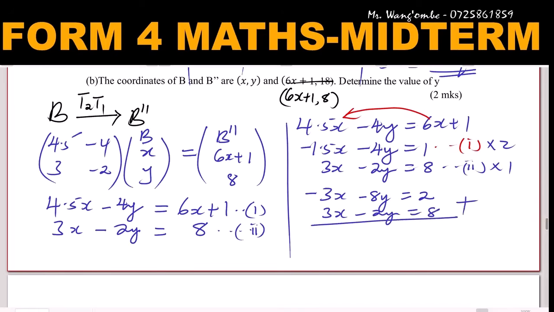So to eliminate x, have negative 3x and 3x. I will add, so that I have negative 3x plus 3x, I have 0 there. Negative 8y plus negative 2y, I'll get negative 10y. Then 2 plus 8, you get 10. So y will give negative 1.